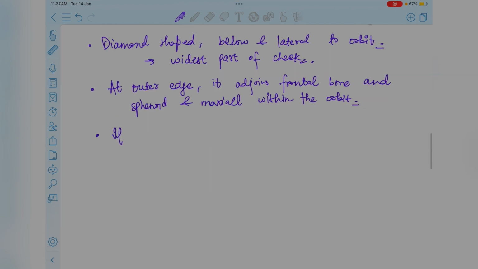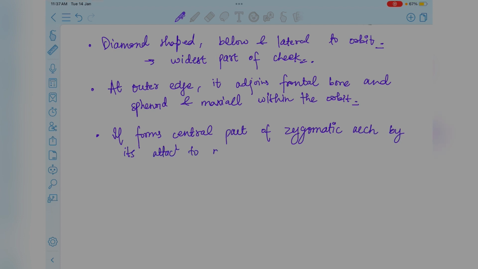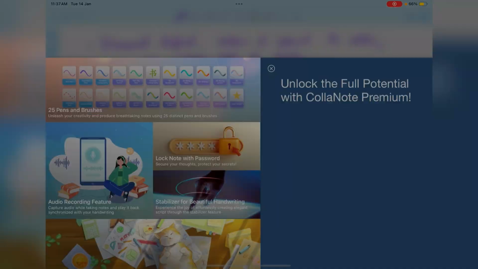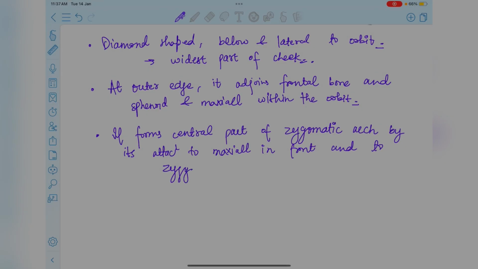One more thing to cover, it forms the central part of the zygomatic arch by its attachment to the maxilla in front and to the zygomatic process of the temporal bone at the sides.